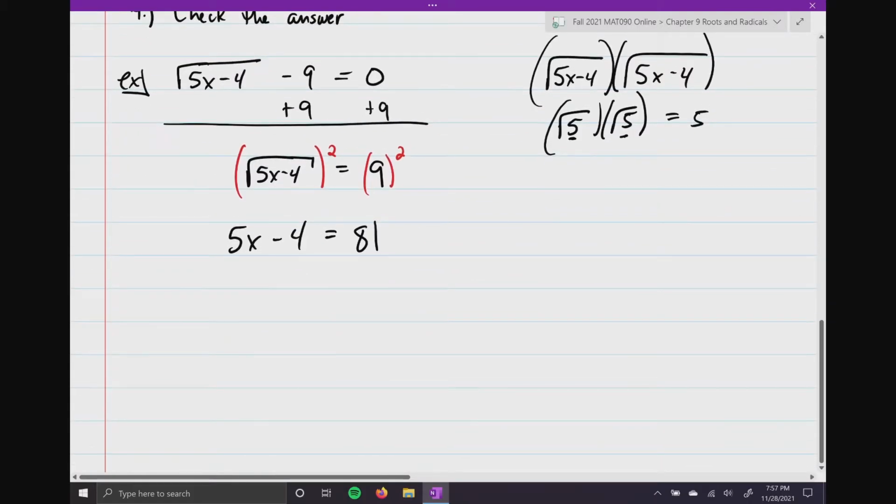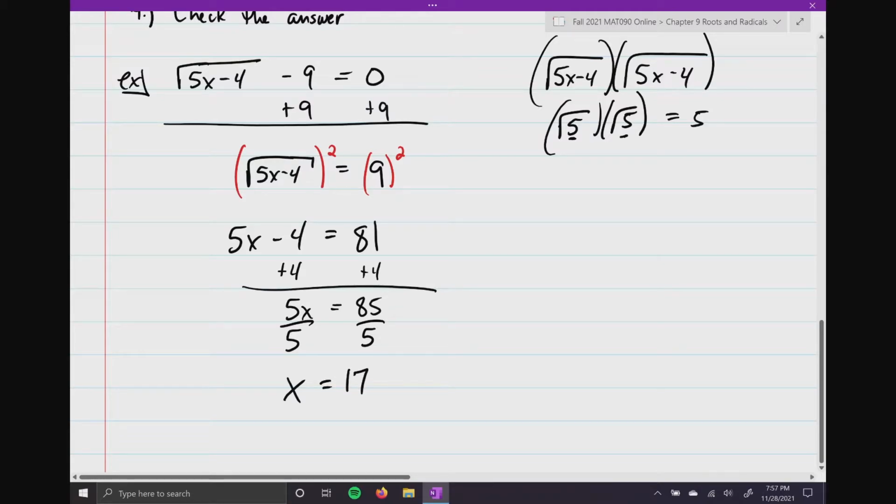Now, we have a new equation. Notice the exponent. It's a 1, so this is linear. So I don't see any fractions. I don't see parentheses. I can't group anything on the left, can't group anything on the right. I'm just going to add 4 to both sides. That gives me 5x equals 85. And then I will divide both sides by the coefficient of the variable term to give me x equals 17.